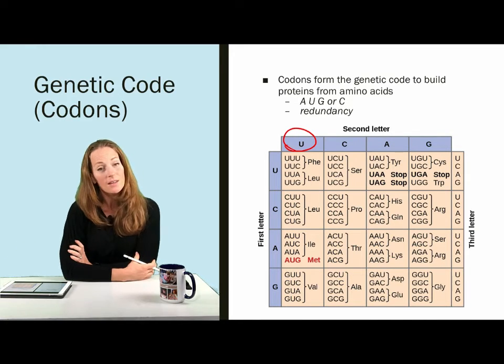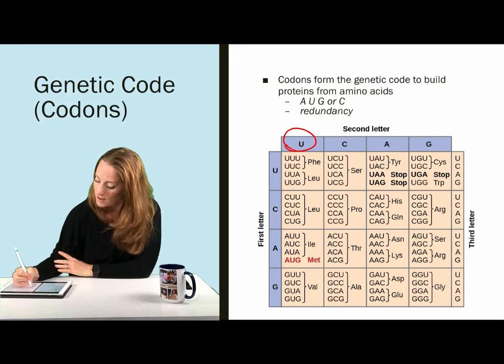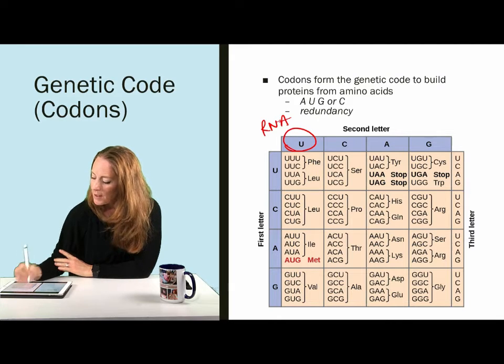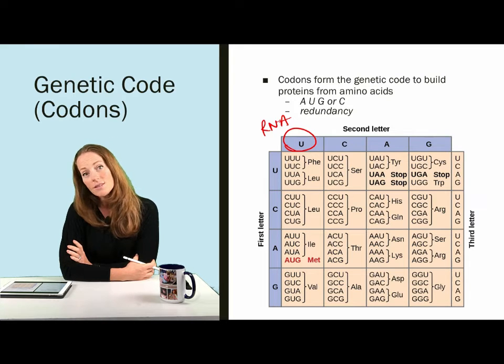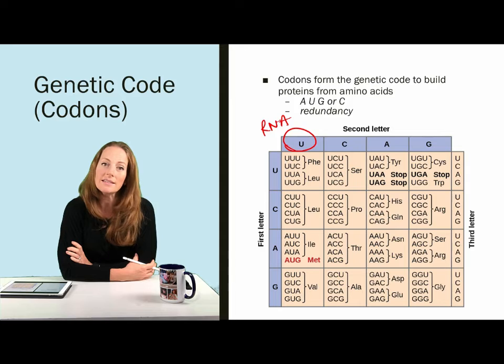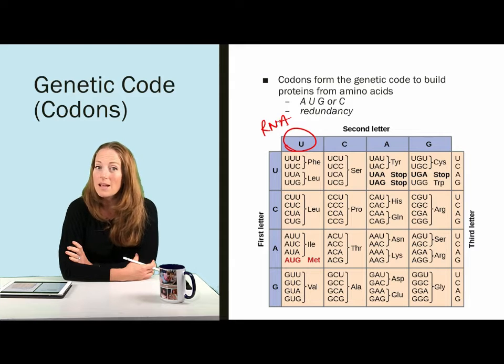So if you see a U as a nucleotide, you know that it must be RNA-based. So this is an RNA-based code. And also, look at the redundancy in the code. There are many combinations for each possible amino acid.